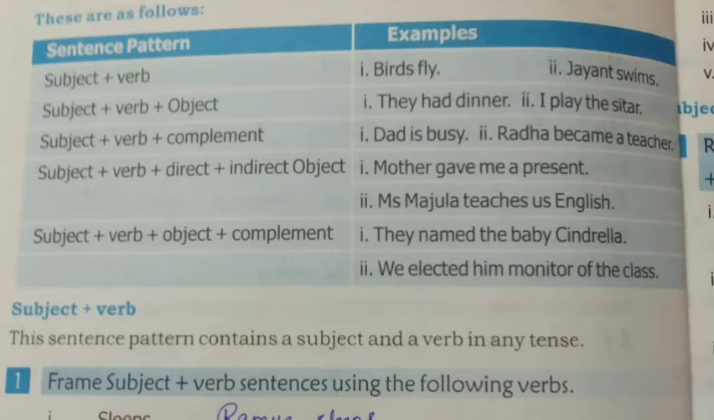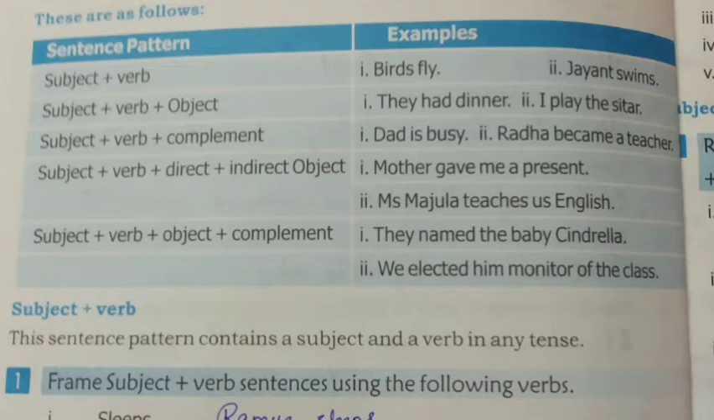Then fourth type of sentence pattern is subject plus verb plus direct object plus indirect object. Example, you see, mother gave me a present. Here, mother is a subject, gave is a verb. What did mother give? A present. A present is a direct object. To whom she gave? To me. So, me is an indirect object.